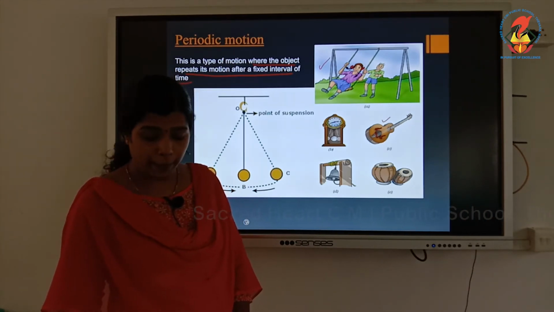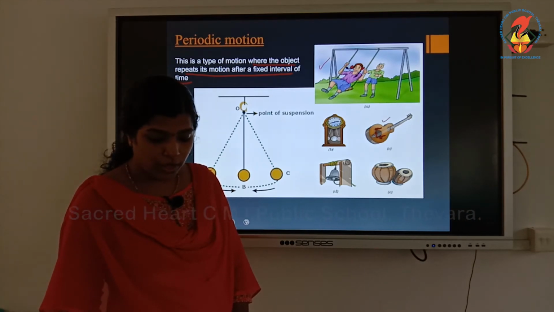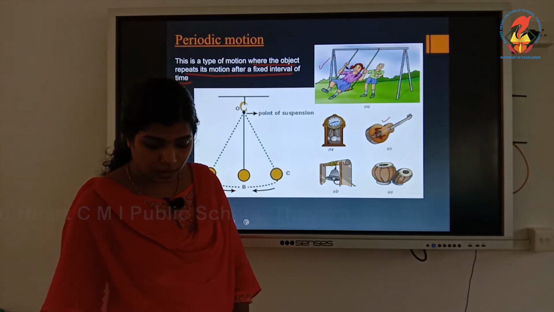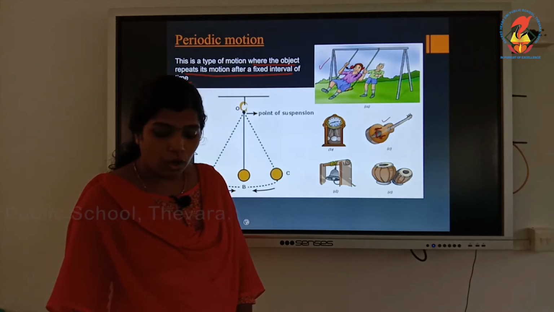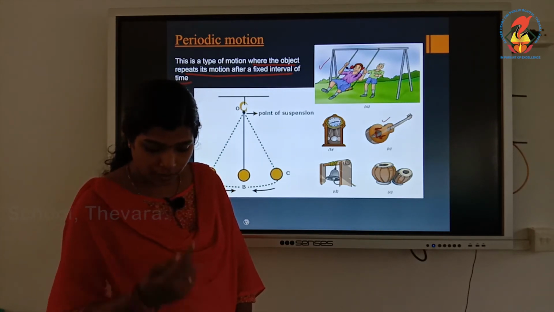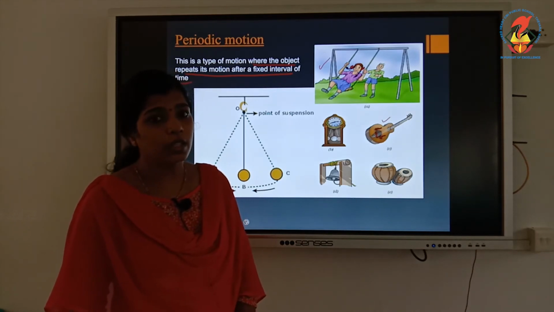The motion of a pendulum, a branch of a tree moving to and fro, the motion of a child on a swing, the strings of a guitar or the surface of drums or tabla being played, all are examples of periodic motion. So periodic motion produces sound.